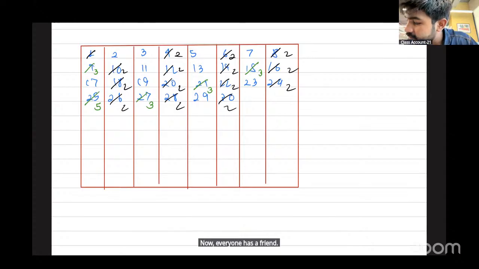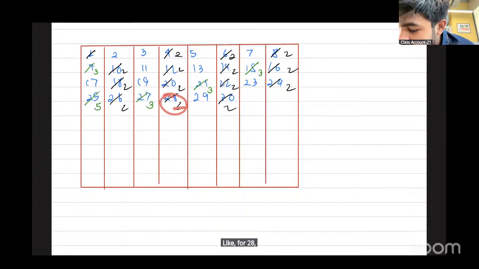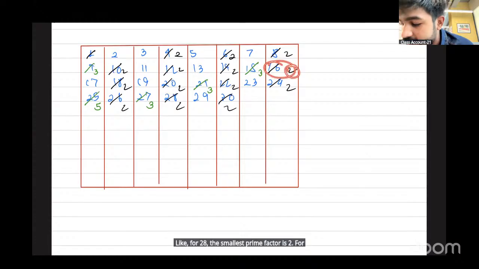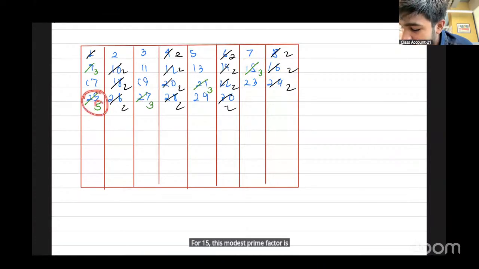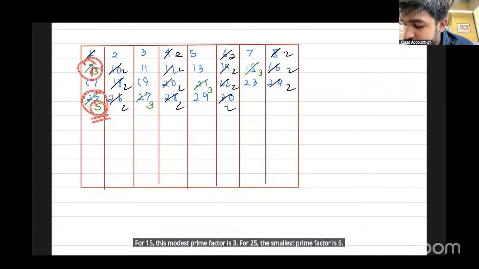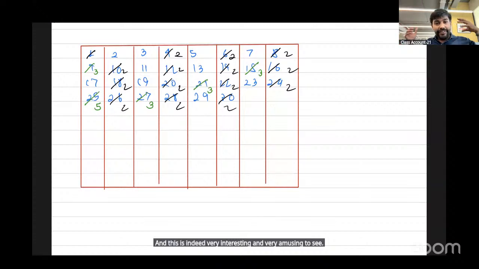Now if you observe, the very first friend of everyone is the smallest prime factor. Like for 28, the smallest prime factor is 2. For 16, it is 2. For 15, it is 3. For 25, it is 5. For 9, it is 3. This is indeed very interesting and amusing to see. The very first number which ticks off its friend is the smallest prime factor of that number.